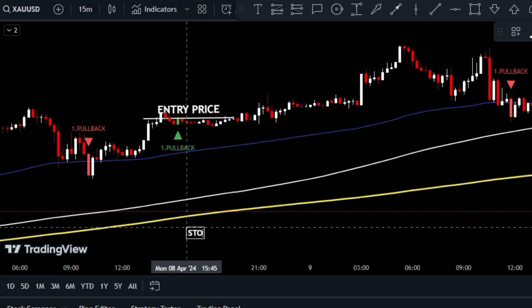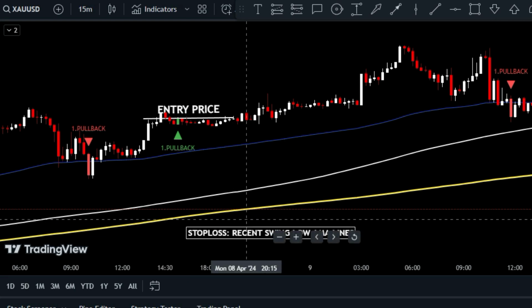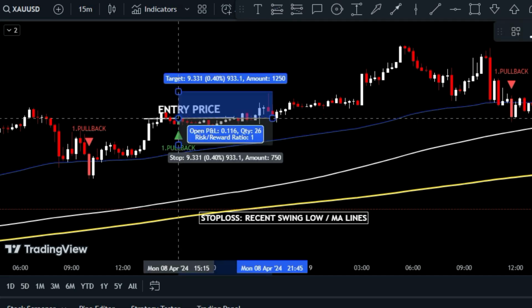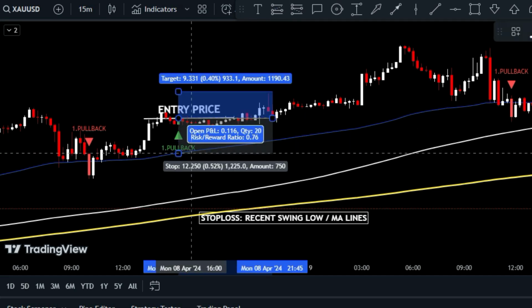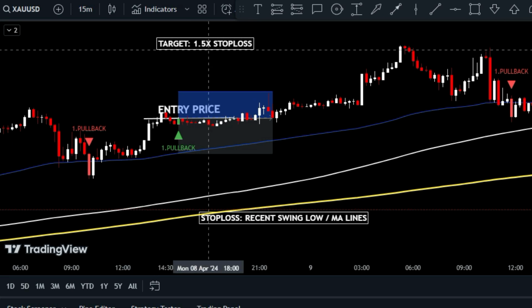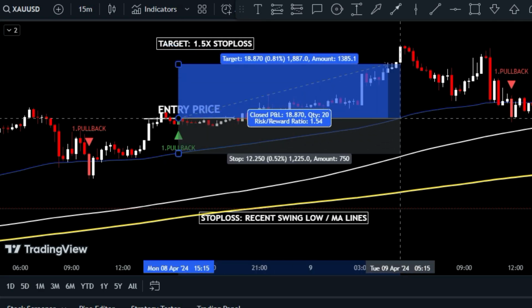For risk management on buy trades, place your stop loss using the most recent market swing low, or consider placing it slightly below one of the moving average lines. Risk management is crucial, so stay sharp. To set a profit target for buy trades, aim for 1.5 times the distance between your entry level and stop loss level. That's it. You're on your way to making smart and profitable buy trades.